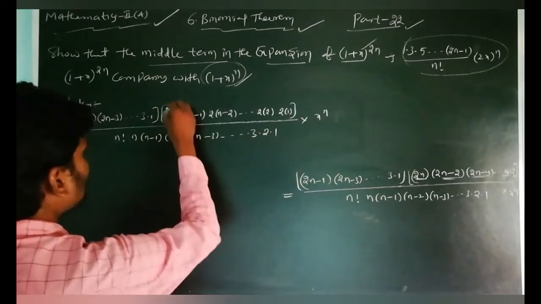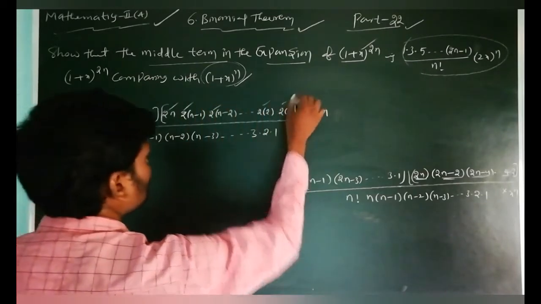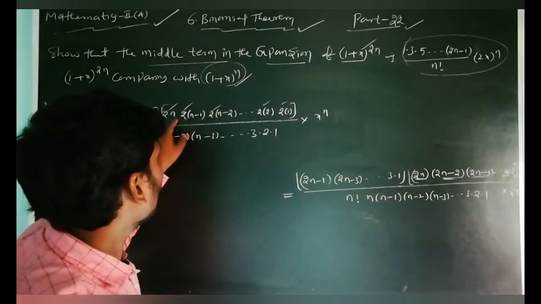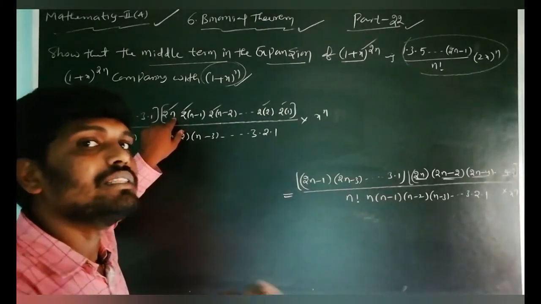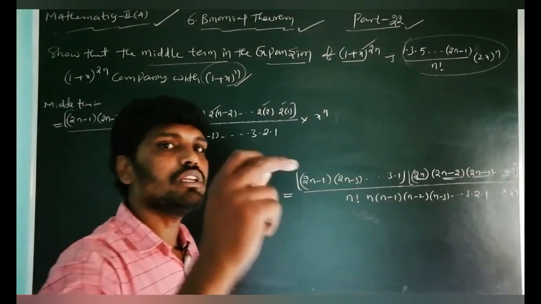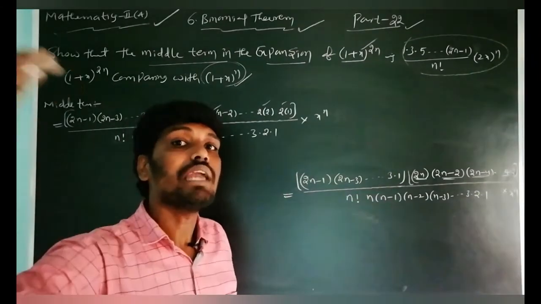After that, here 2 is there, 2, 2, 2, 2, 2. Total how many 2's are there? Here total n terms are there, then n 2's are there, 2 into 2 into 2 into 2 into 2 up to n terms coming.